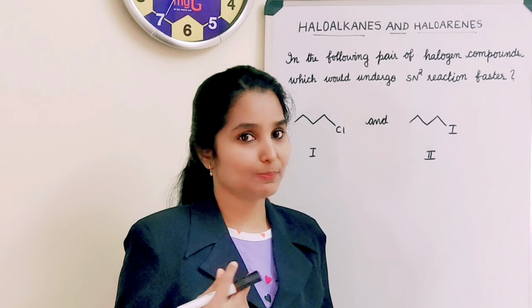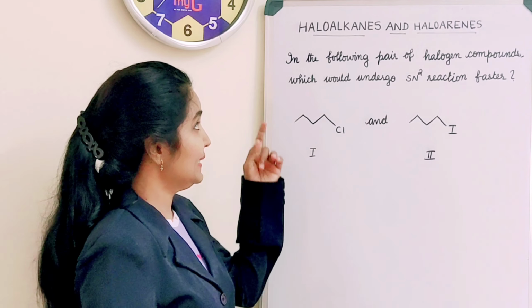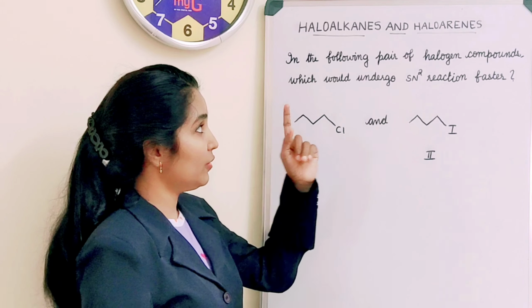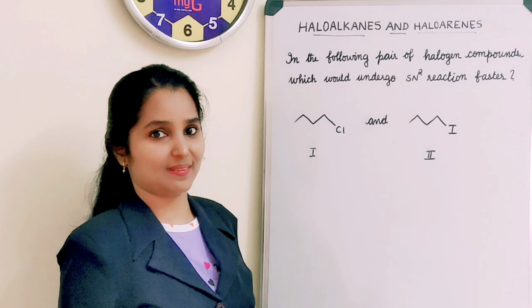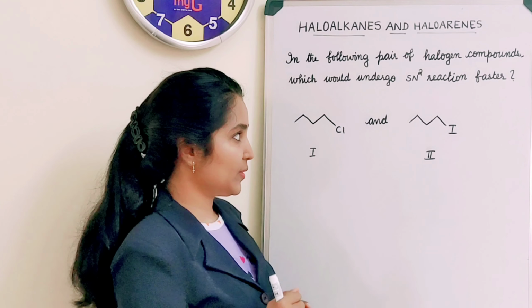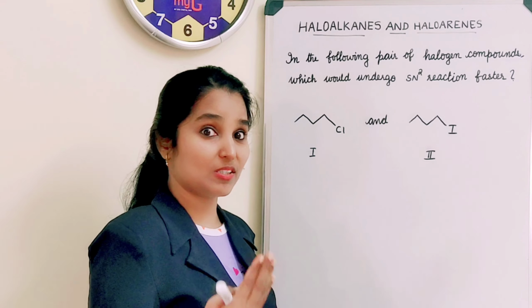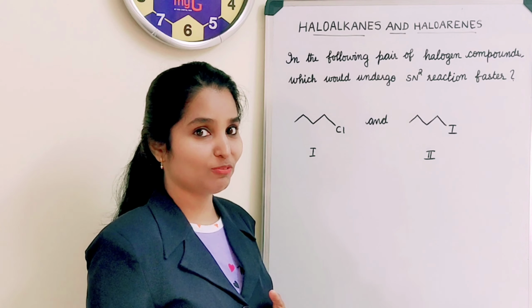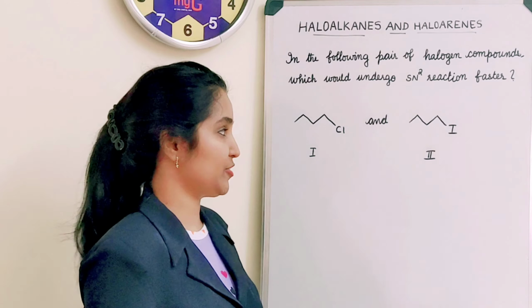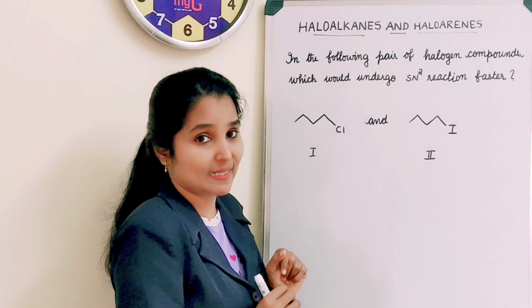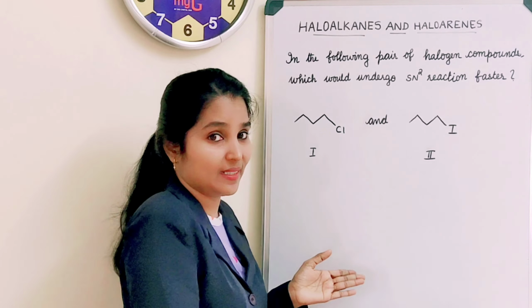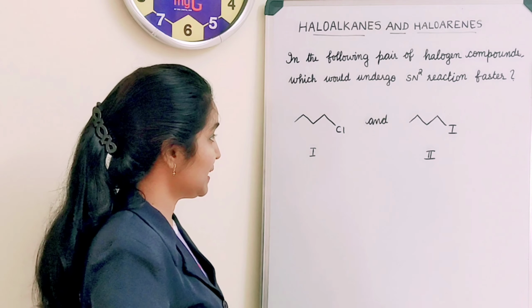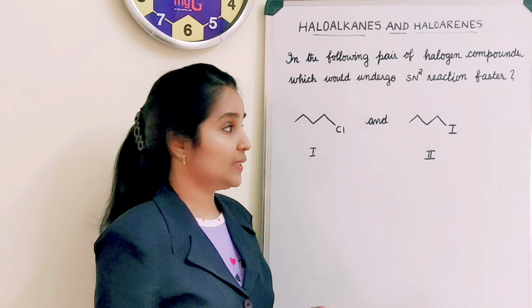Okay, so let's move to the next question. In the following pair of halogen compounds, which would undergo SN2 reaction faster? So SN2 reaction, you know, is just the opposite of SN1 reaction. Primary will undergo faster than secondary, then tertiary. Anyway, that is not the case here because we don't have any primary or secondary specified here. But one thing we have here.